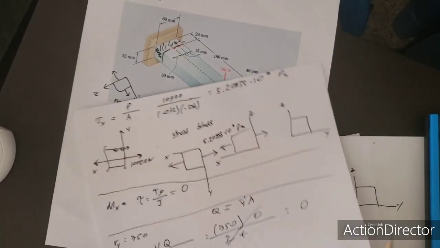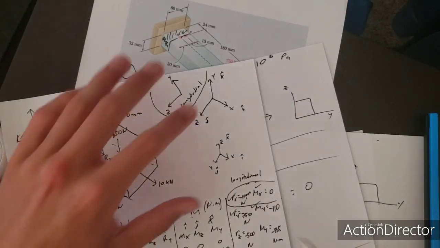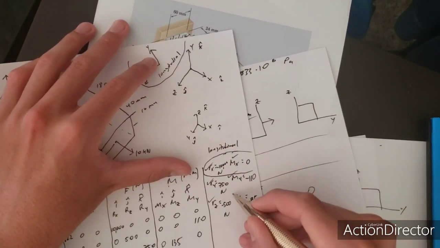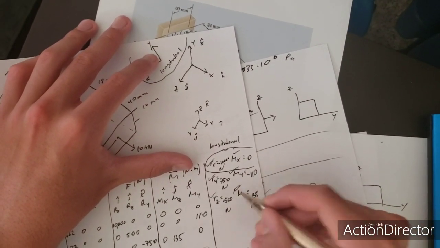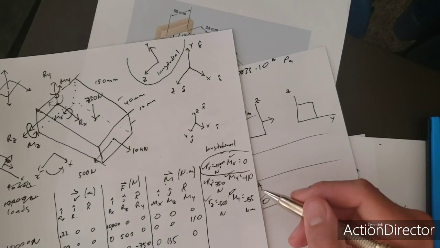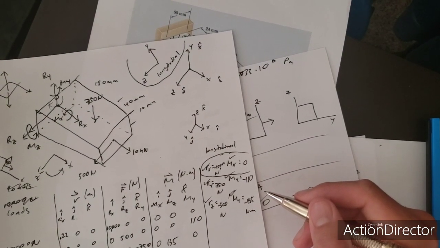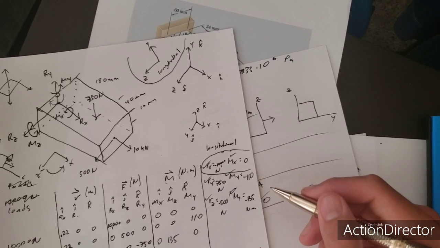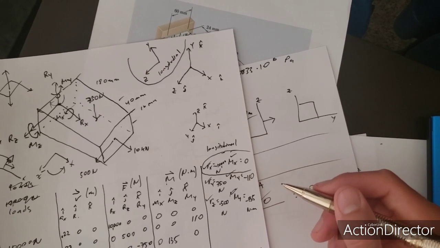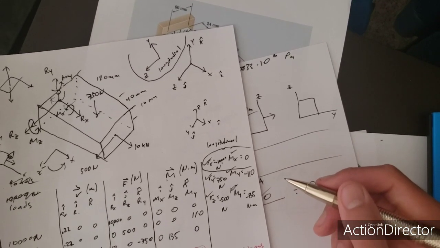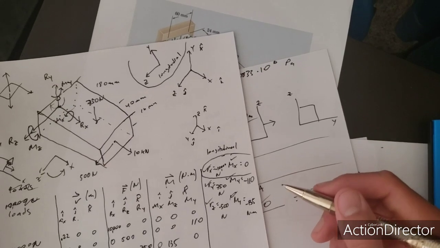Where is it? It's here. We're done with this one, and the last one, we need to find the reaction moment. So you're going to want to look at the bending moment, the stress that the bending moment creates, and you look down the axis the moment is acting about.